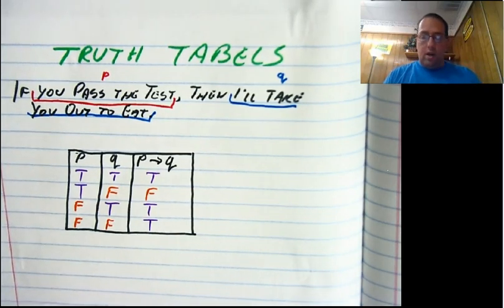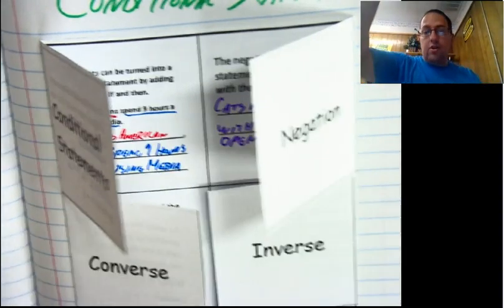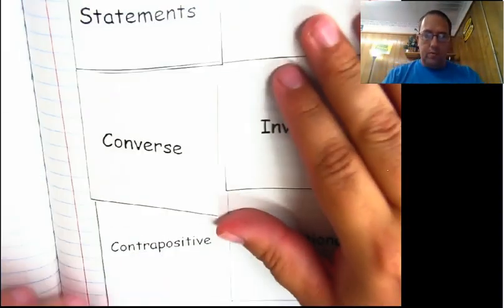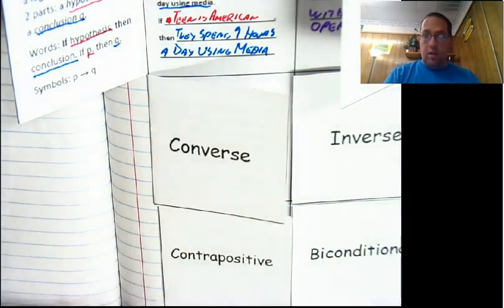Now, jumping back over to conditional statements. There are other things we can do with conditional statements. First, the conditional statement is if P, then Q. Now we can mix that up and we can have the converse.